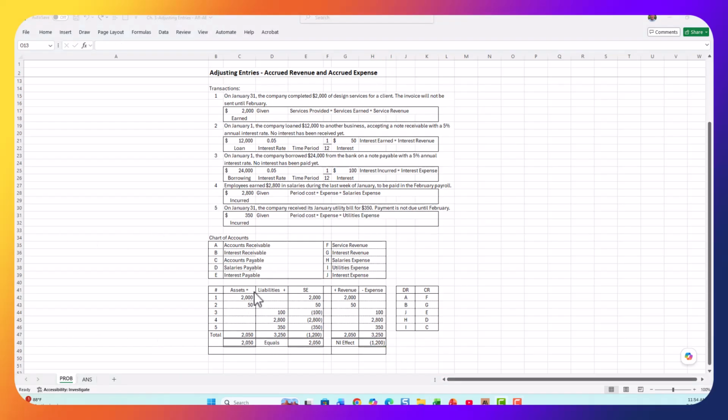The big takeaway here is that adjusting entries are made at the end of an accounting period to ensure that the company recognizes all revenues earned and expenses incurred. For accrued revenue and accrued expenses, the revenues are earned and the expenses are incurred even though cash has not moved.